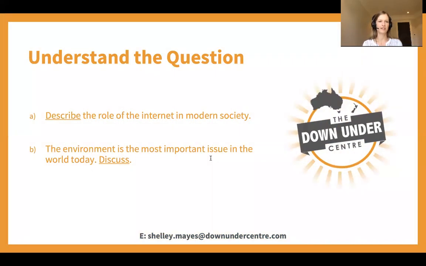So what are the instruction words here? So the first one, A, says describe the role of the internet in modern society. So the instruction word is describe. And in B, it says the environment is the most important issue in the world today. So in B, the instruction word is discuss. These words give you information about how you should write your essay.